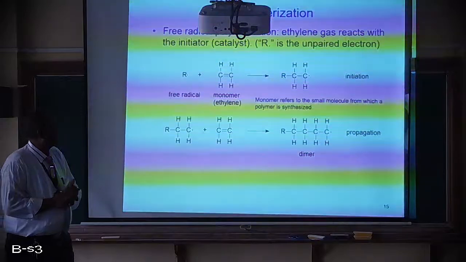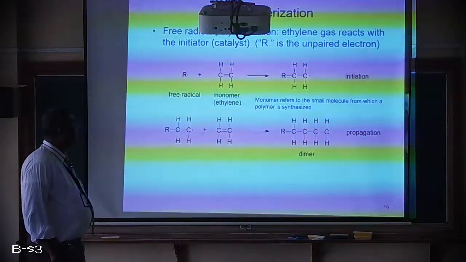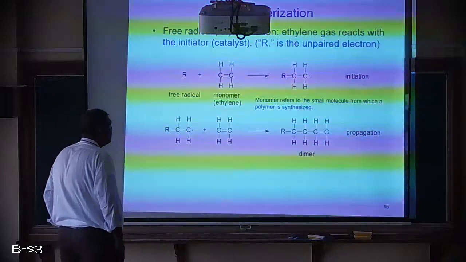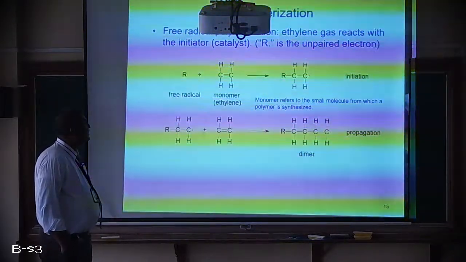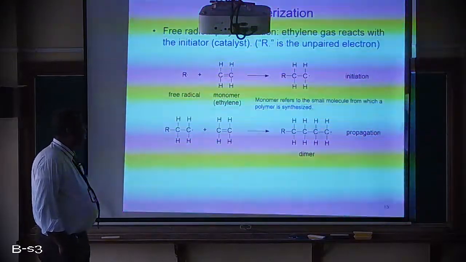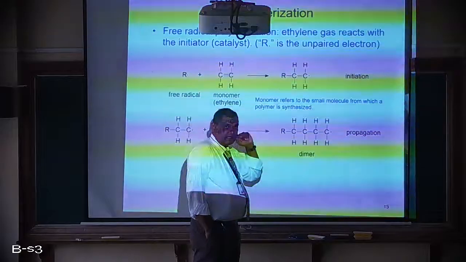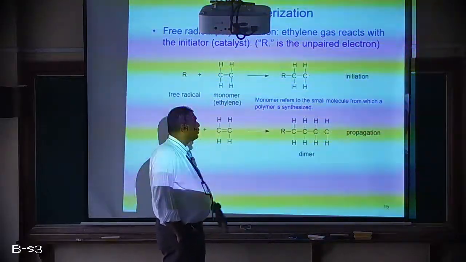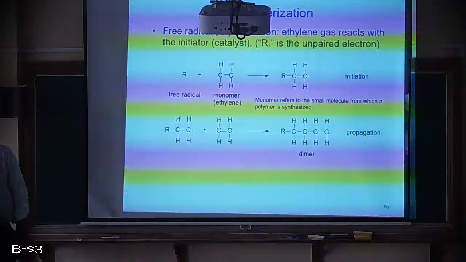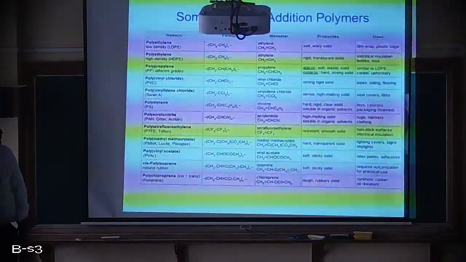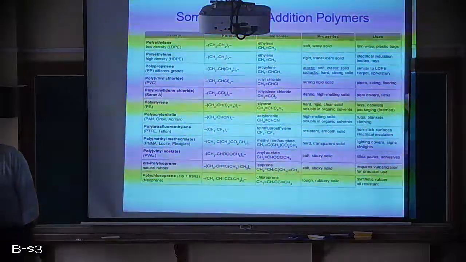So this is the polymerization process. In free radical polymerization, ethylene gas reacts with the initiator catalyst. R is nothing but the initiator catalyst for the unpaired electrons. So this is the initiation, then it is propagation. Monomer refers to the small molecules from which a polymer is synthesized. From this synthesis, the propagation happens. So these are nothing but the monomers which are turning into polymers.